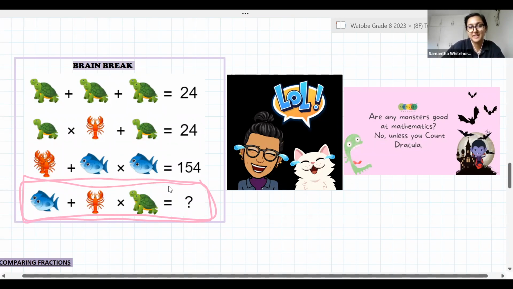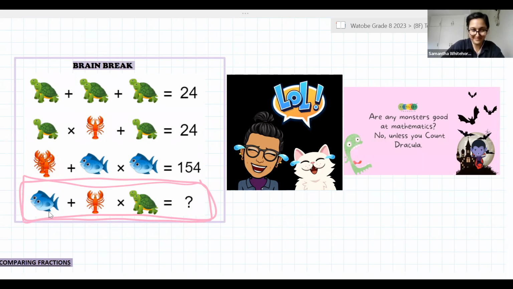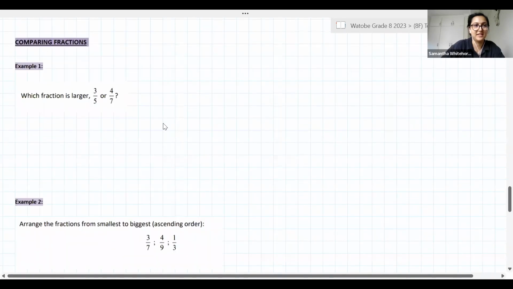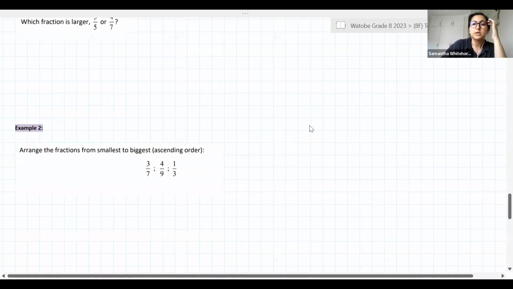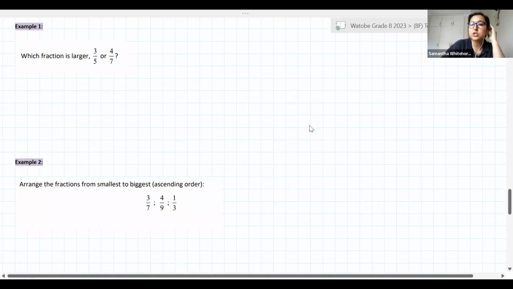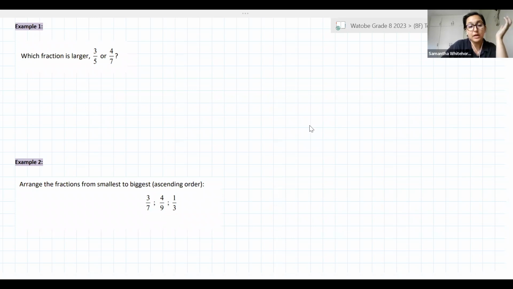Okay, guys, now we're stopping the brain break. Let's come back to maths. Forget it. It's done. Gone. Alrighty, so what we are going to have a look at now is starting to work with fractions, starting to understand how we go about using these fractions.